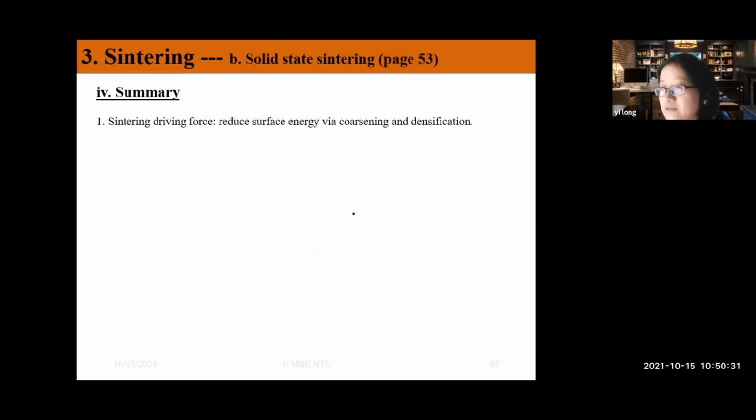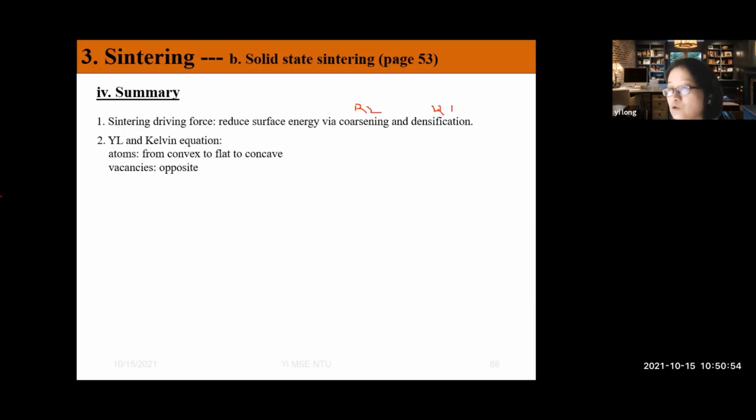Okay, so summaries. Actually this summary is supposed to be at your page 53. Can you look for your page 53? Yeah, so now let's quickly write down the summary so far. Sintering, the driving force, reduce the surface energy via either P2 or the root 2, crystalline, and root 1, which is densification. Okay, and also Young's equation, Kelvin equation tells you the atoms move from the convex to flat to concave, but vacancies move to the opposite.